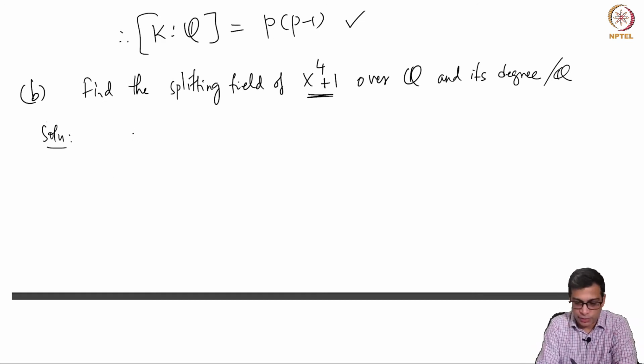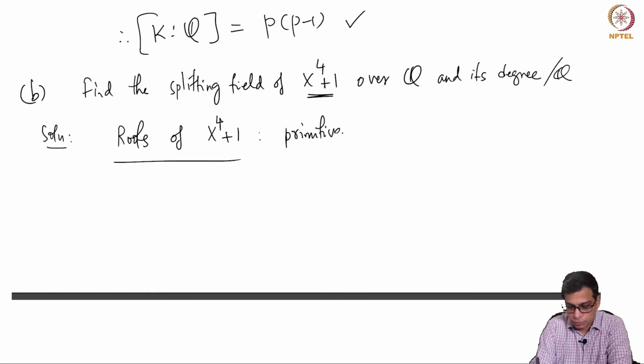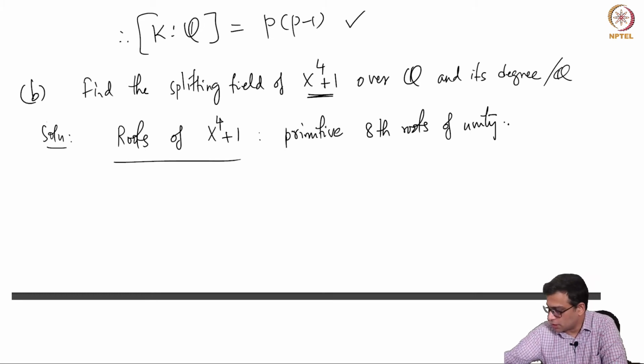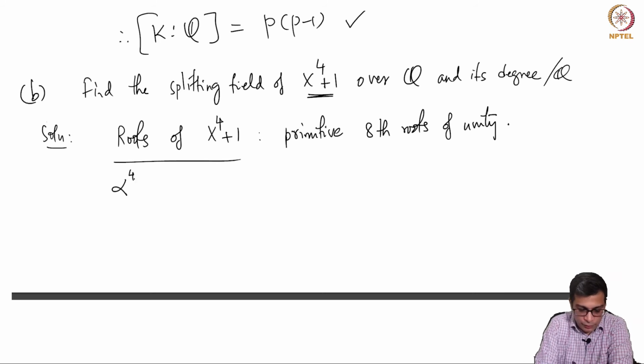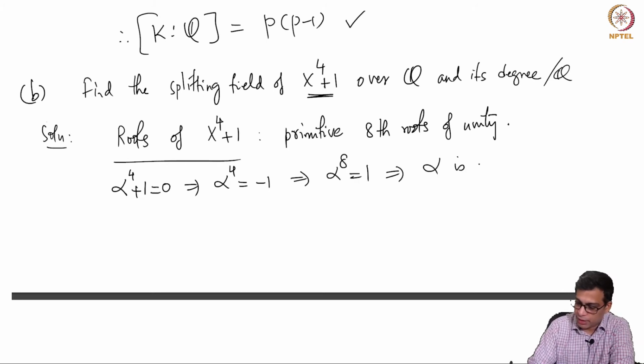So what are the roots of x^4 + 1? I claim that the roots of x^4 + 1 are precisely the primitive 8th roots of unity. This is because if alpha^4 + 1 = 0, then alpha^4 = -1, that means alpha^8 is 1. So that means alpha is an 8th root of unity.